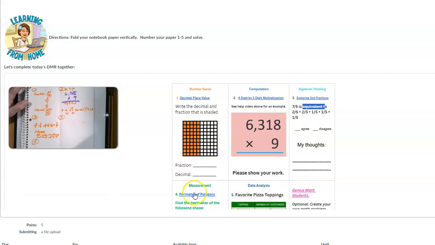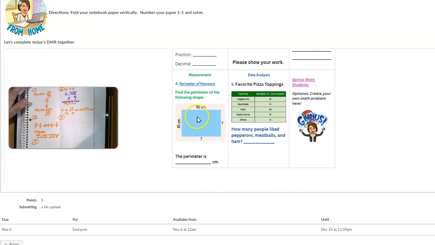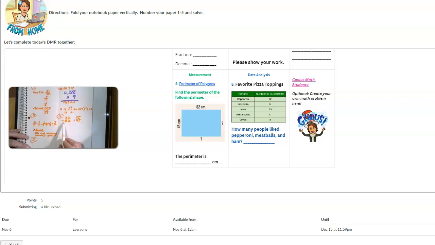Measurement of perimeter of polygons. A polygon is a figure with many sides. Today, a rectangle. 82 plus 82 plus 45 plus 45 will give you the perimeter of this rectangle. I'll give you some time to work, to add, and we'll see if we get the same thing. Okay, I'm adding 82 twice and 45 twice because the formula for perimeter is to add up all the side lengths.